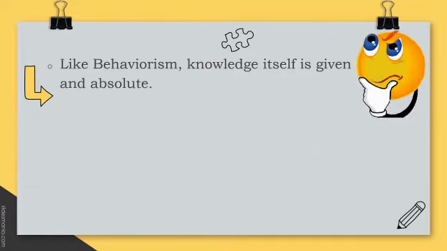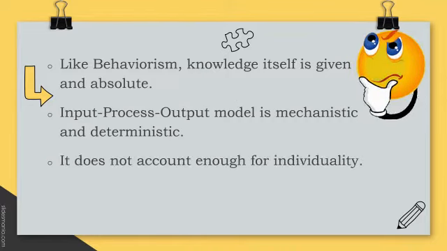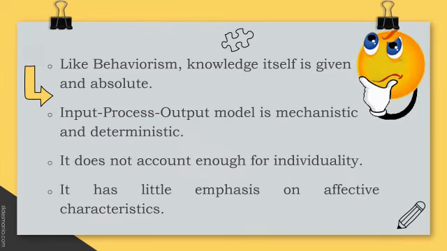Comments on cognitivism: like behaviorism, knowledge itself is given as an absolute. The input-process-output model is mechanistic and deterministic. It does not account enough for individuality. It has little emphasis on affective characteristics.